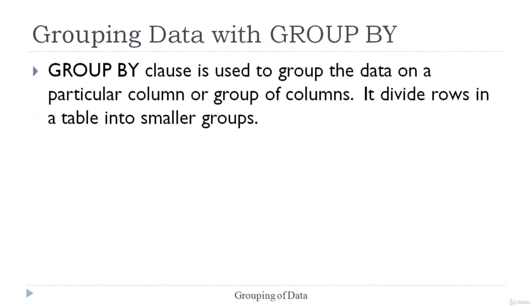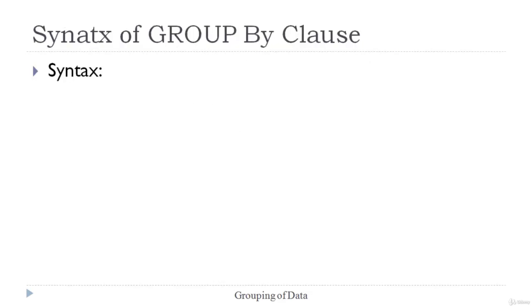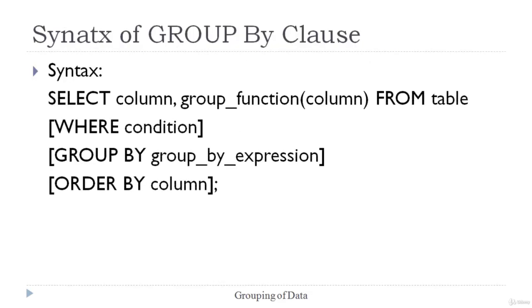It is used to make a group on a particular column or group of columns. It divides the rows in a table into smaller groups. The syntax of group by clause is select column, group function, from table, optional where clause, optional group by, and optional order by. It is important to note that in group by, we can supply a group by expression to make a grouping on a particular column. We can also use where clause and order by clause with group by clause.